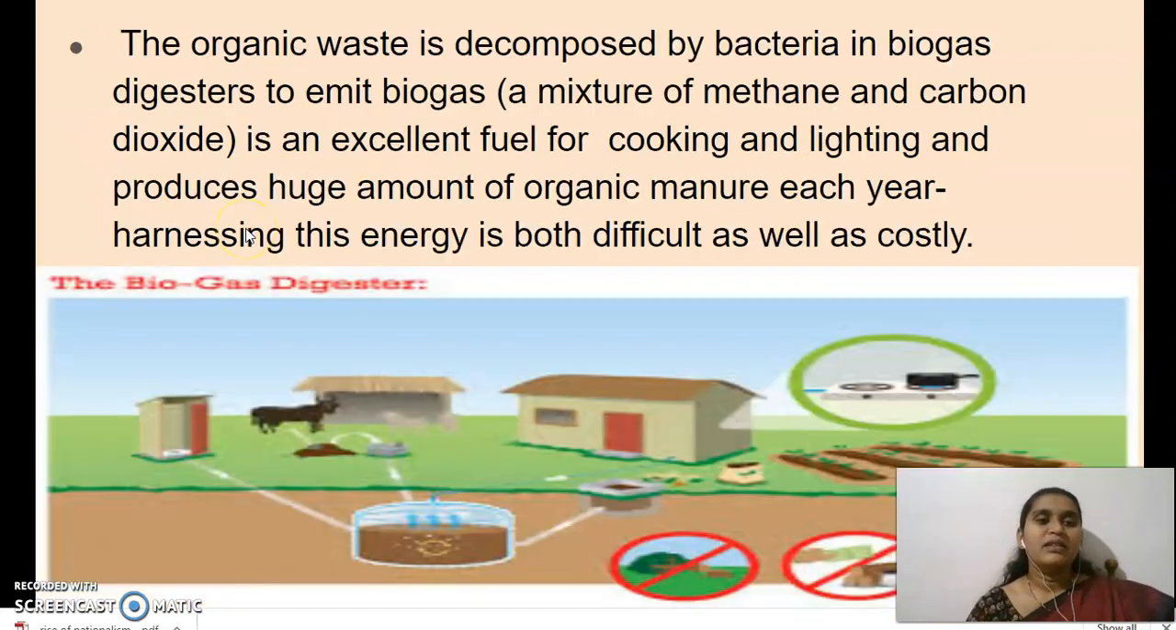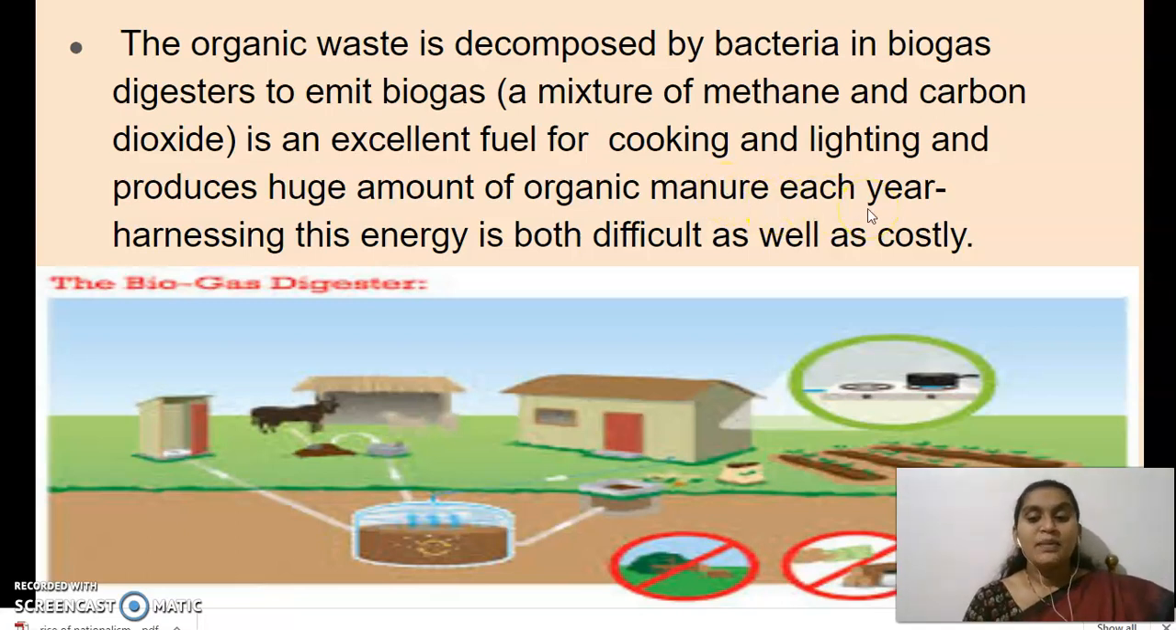The organic waste is decomposed by bacteria in biogas digesters to emit biogas. So they use the bacteria in the digesters to emit the biogas, which is a mixture of methane and carbon dioxide. It is an excellent fuel for cooking and lighting, and it produces a huge amount of organic manure each year.